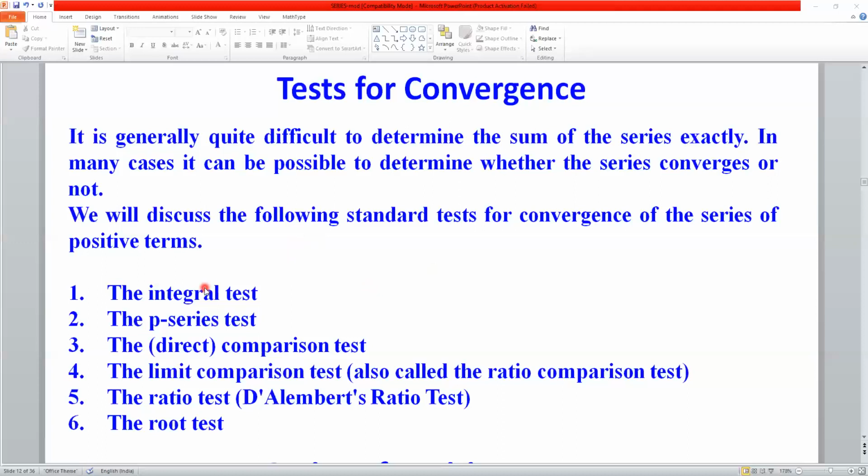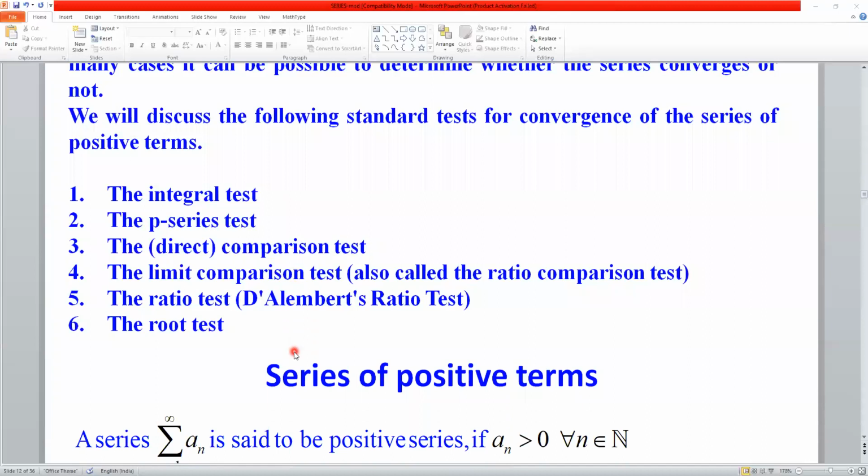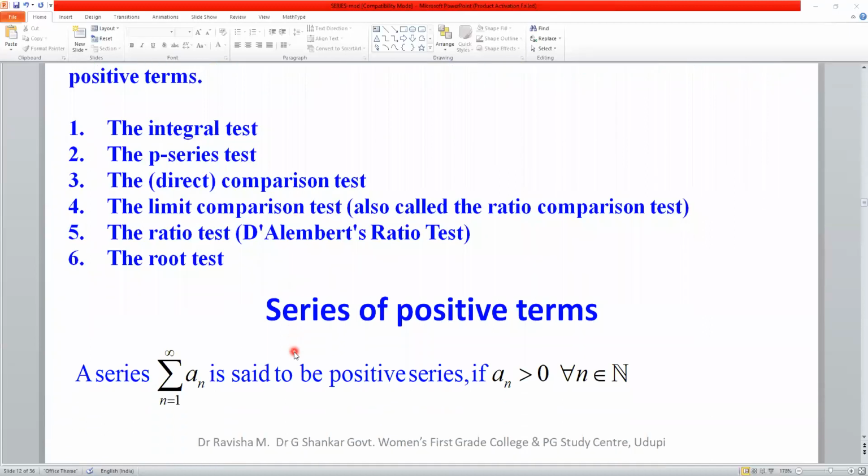Namely, the first one is the integral test. The second one is the P series test. The third one is the comparison test. The fourth one is the limit comparison test. The fifth one is the ratio test. And the sixth one is the root test. Let us begin with series of positive terms. A series is said to be a positive series if a_n is positive for all n greater than or equal to 1.